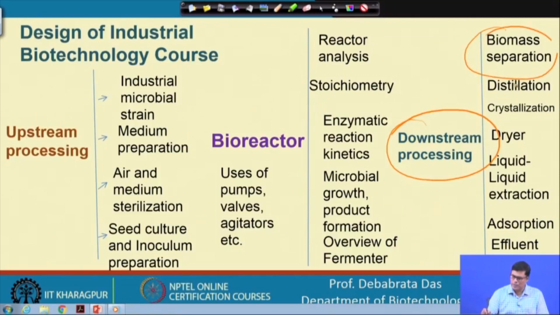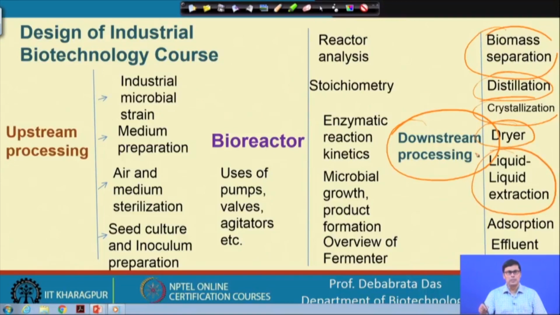Then you have other downstream processing like distillation, that is used in the ethanol fermentation process; crystallization, that is used in the citric acid fermentation process; drying, if your crystals are there you have to dry them; and liquid extraction, that is used in the penicillin fermentation process. We have different adsorption processes as well. So all this downstream processing we try to discuss in this particular course.